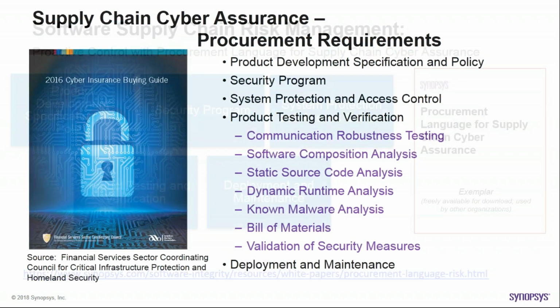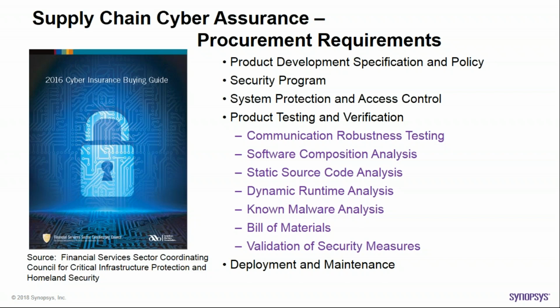And I will tell you, one of the organizations that picked up on that quite quickly was in the financial sector. In fact, the Financial Services Sector Coordinating Council for Critical Infrastructure Protection and Homeland Security put out a buyer's guide back in 2016. In that cyber insurance buying guide, they had the full list of software supply chain cyber assurance procurement requirements for your supply chain. And they were acknowledging the fact that you can't really expect to collect on cyber insurance if you've not invested in cyber assurance.